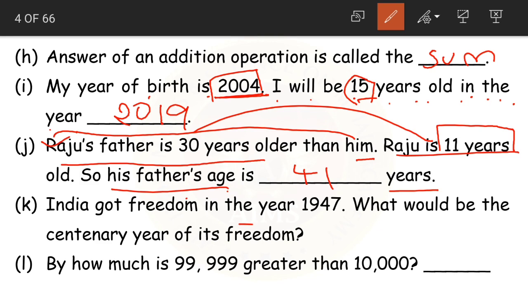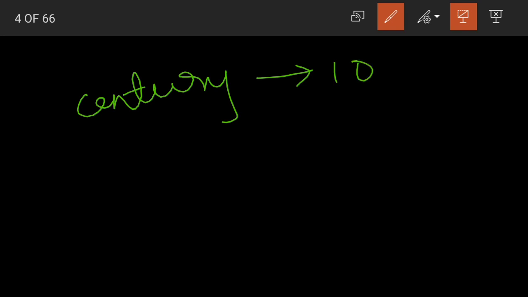India got freedom in the year 1947. Yes, India got freedom in the year 1947. What would be the centenary year of its freedom? Centenary year means the year in which India completes 100 years of freedom. Century means what? You might be seeing cricket matches, right? When we say that the batsman has hit a century, we mean he has scored 100 runs. So century means a period of 100 years.